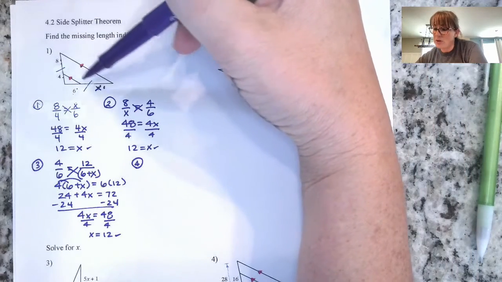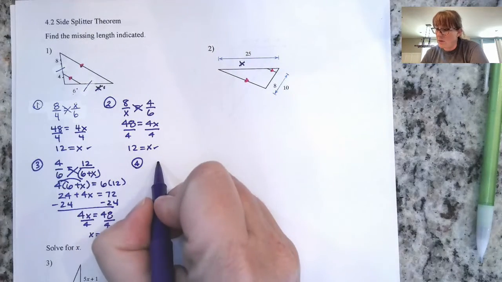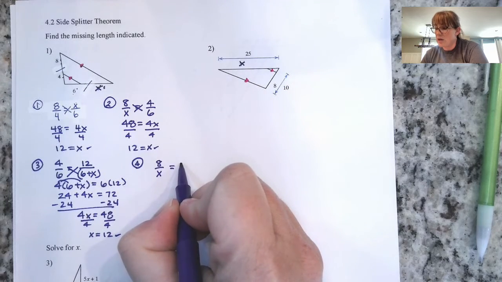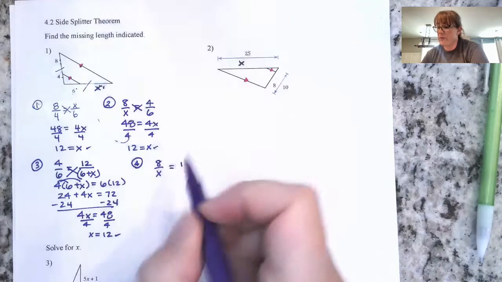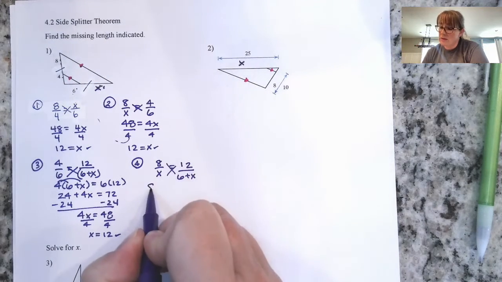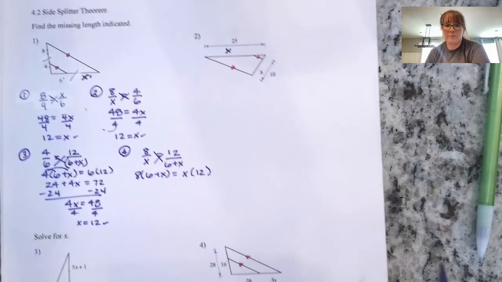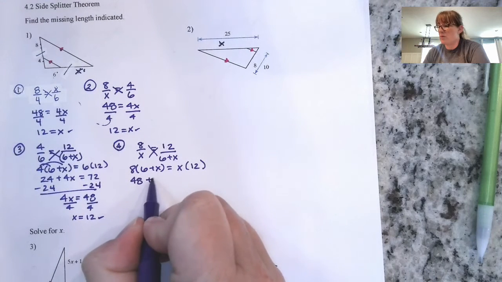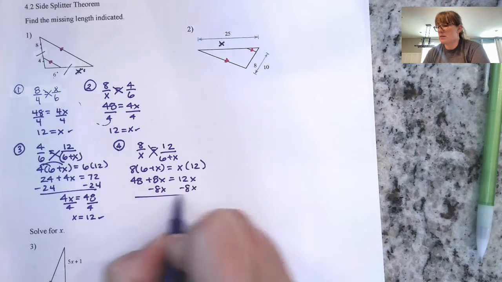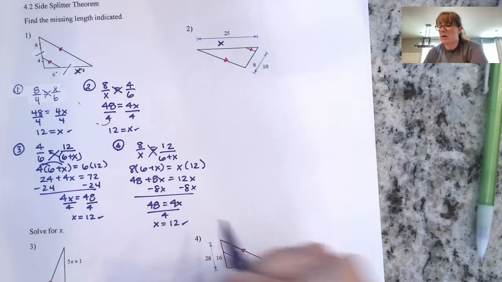So let's go this portion, 8 over x, over the entire side. So we're going to go 8 over x equals the entire length, which is 8 and 4, this guy, 12 over 6 plus x. Okay, cross, cross. So 8 times, put parentheses around there, (6 plus x), equals 12 times x, either way. Multiply that out, we get 48 plus 8x equals 12x, minus 8x, minus 8x. 48 equals 4x, and oh my goodness, what a coinky-dink, we get the same thing.